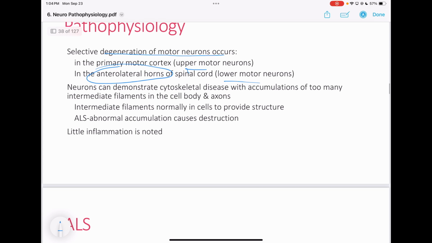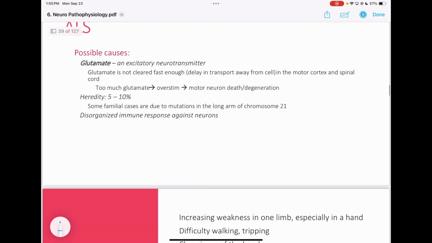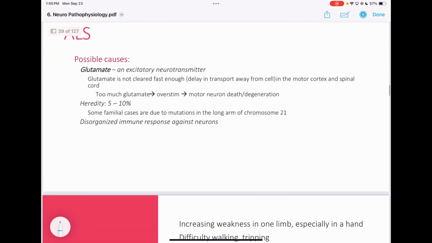Okay, so they get a disease with accumulation of too many intermediate filaments in the cell body and axons. Normally they are in cells to provide structure, but we have too much of it, which causes destruction of that nerve instead of keeping it structurally sound. Very little inflammation is noted. This is just a progressive deterioration disease, not an inflammatory process, so no swelling is going to occur, no other signs of inflammation.